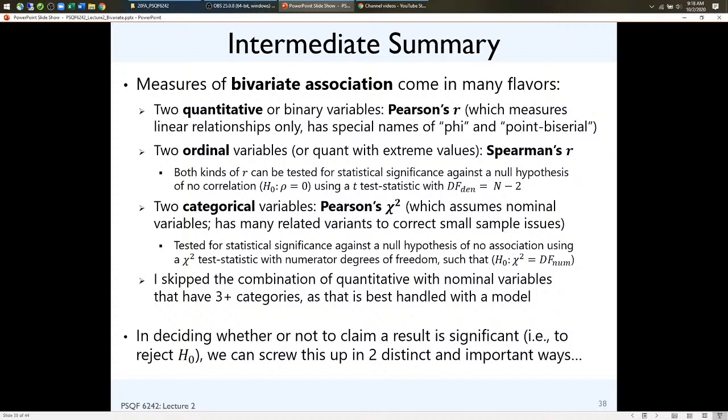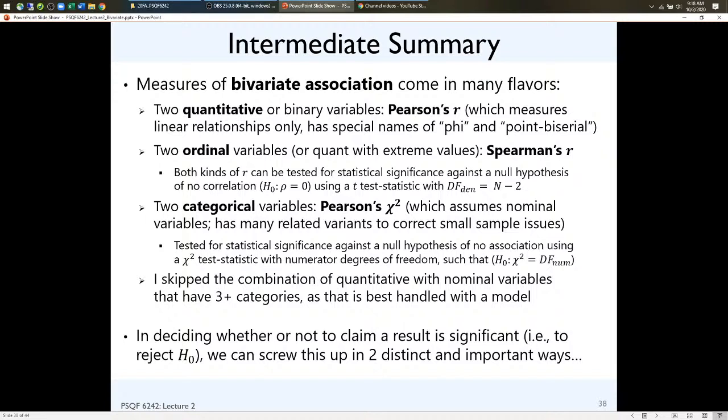So if you have two quantitative variables, Pearson's r directly is the effect size for the association, where 0 means there's no relationship and 1 is the strongest the relationship can be. If it's a positive one, that means as x goes up, y goes up. If it's a negative one, as x goes up, y goes down.